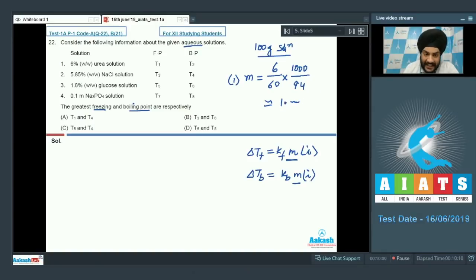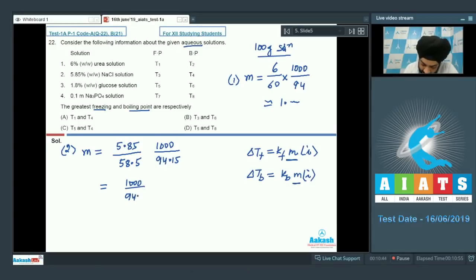Okay. If you look at the second solution now, we have 5.85 weight by weight percent NaCl solution. So similarly, as we've done in the first option, we have 5.85, these many grams present in 100 grams of the solution, divided by the molar mass, 58.5. This will give us the moles. If you talk about the mass of the solvent, that will be equal to 100 minus 5.85, which is 94.15. And it has to be multiplied by 1000 to convert the grams into the kilogram. So this will approximately give us a value equal to 1000 divided by 941.5.